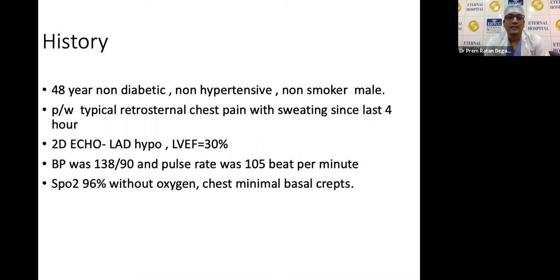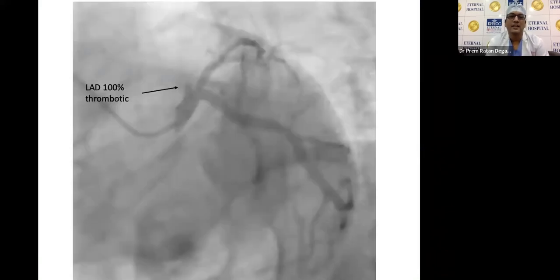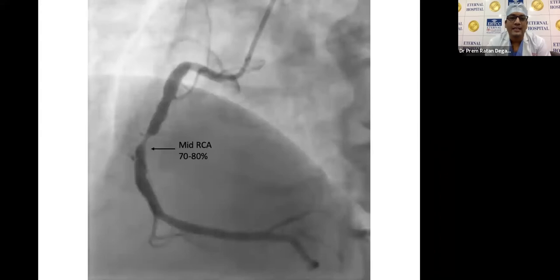In his echo, the LAD territory was hypokinetic and EF was 30%. The patient was hemodynamically stable. And this was the ECG showing the acute anterior MI. And this is the still image of this patient's angiography. You can see there is an ostial LAD 100% thrombotic, and the RCA in the mid is 70 to 80%.